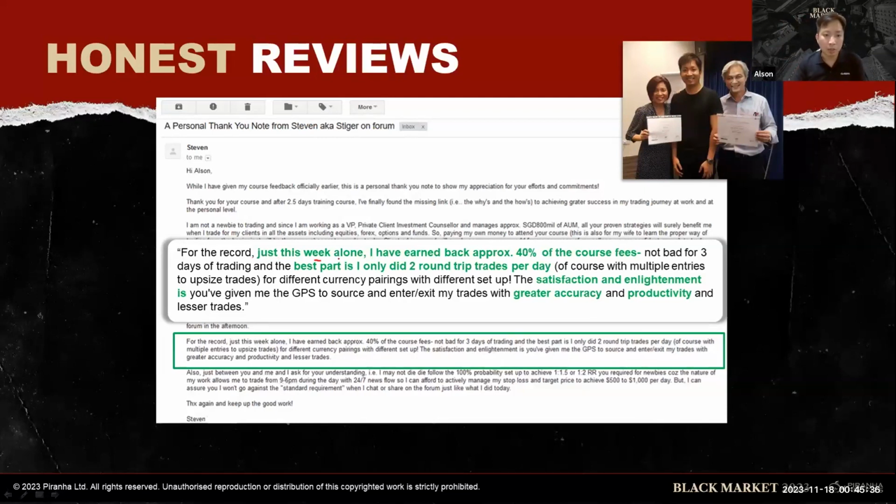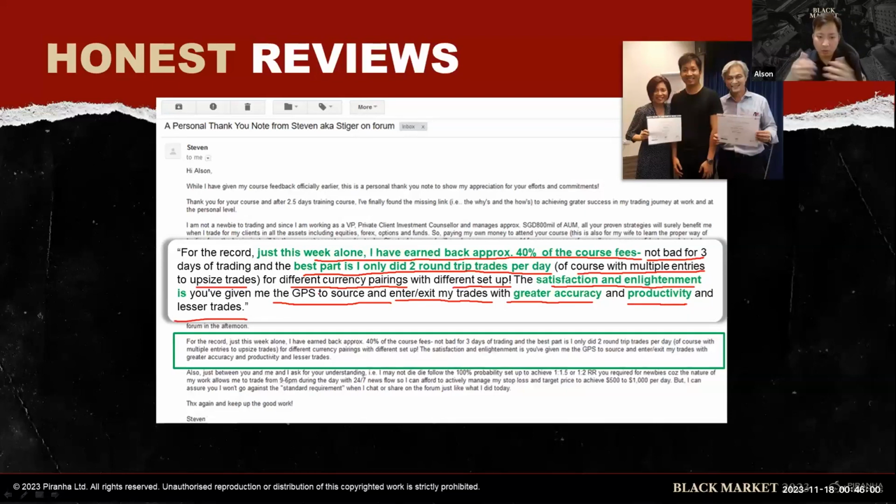Just this week alone, I earned back about 40% of the course fee. In fact, now he has made back many times the course fee already. Not bad for 3 days of trading. The best part, I did only 2 round trades per day, of course with multiple entries to upsize trades for different currency pairings with different setups. The satisfaction and enlightenment is you're giving me the GPS to enter and to exit trades with greater accuracy and productivity and fewer trades. So he's someone that knows about market manipulation as a veteran.